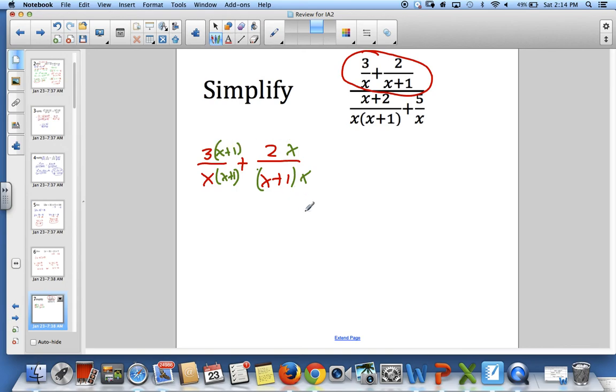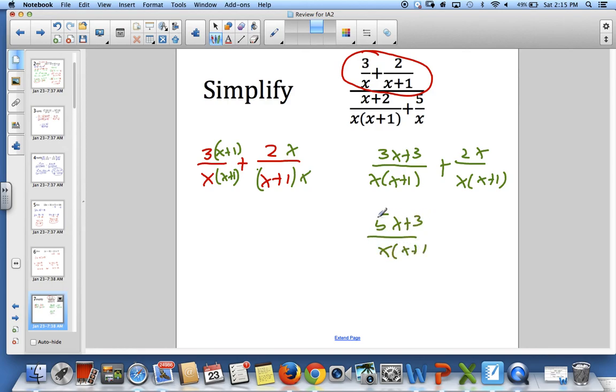So now the top becomes 3x plus 3 over x(x plus 1) plus 2x over x(x plus 1). And that becomes 5x plus 3 over x(x plus 1).